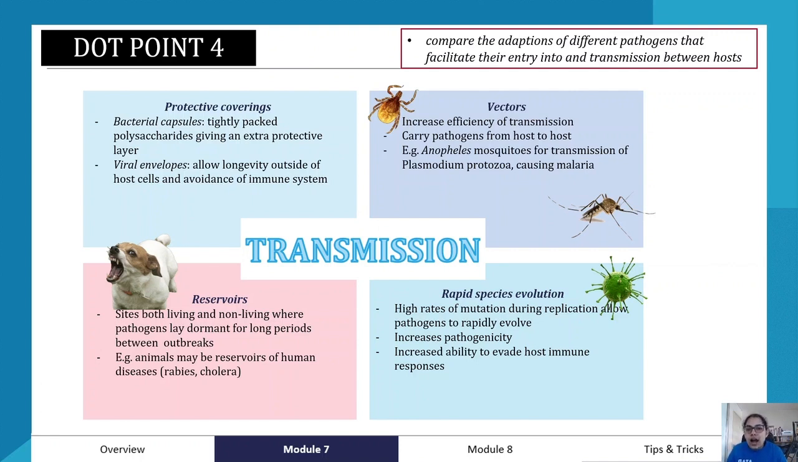So this is when we've got high mutation rates during replication, which allow pathogens to rapidly evolve, and they increase the pathogenicity of the pathogen, obviously its potency, and also increase its ability to get into the host cell and evade the immune response. It's something like COVID-19. Obviously, from the pandemic, we saw how fast it mutated. We went from alpha to beta to gamma to omicron. And obviously delta as well. So it mutates quite fast.